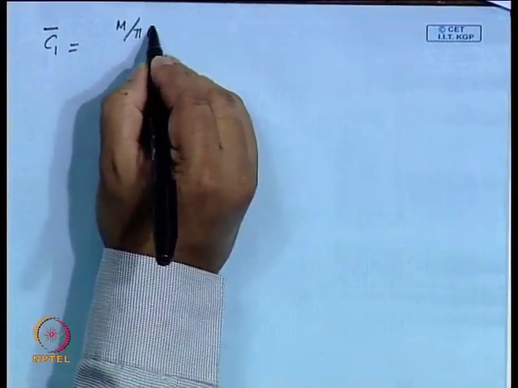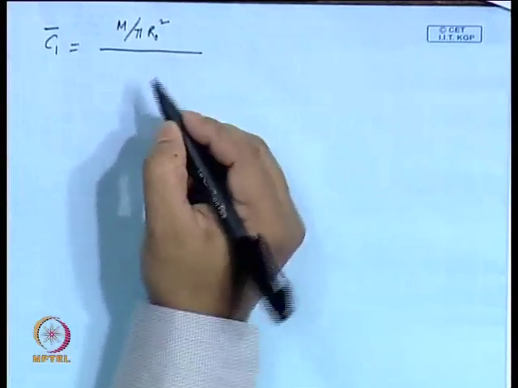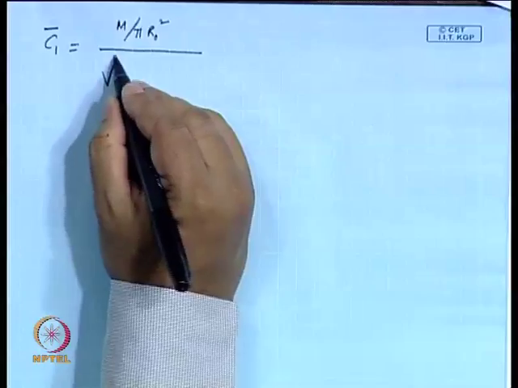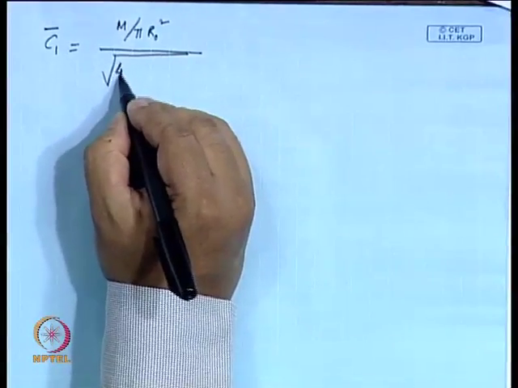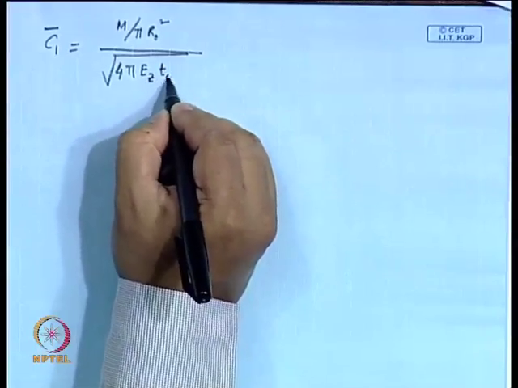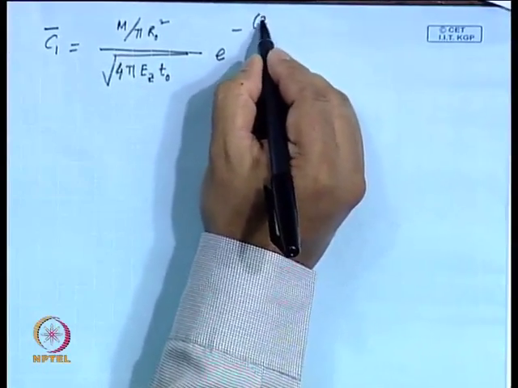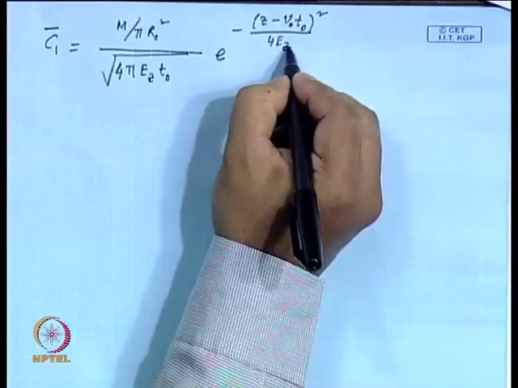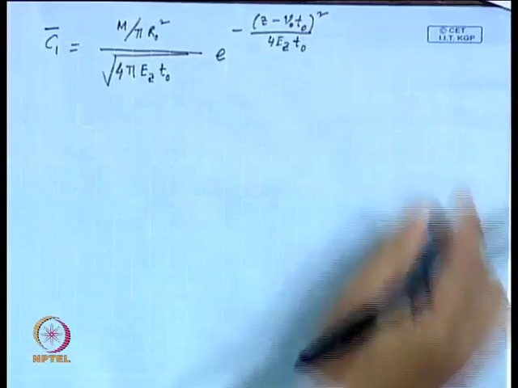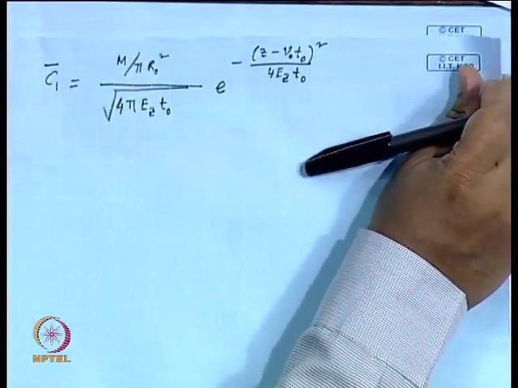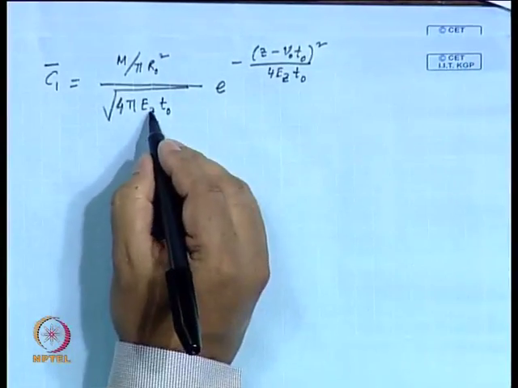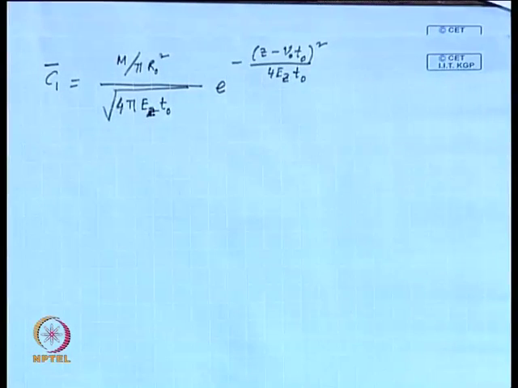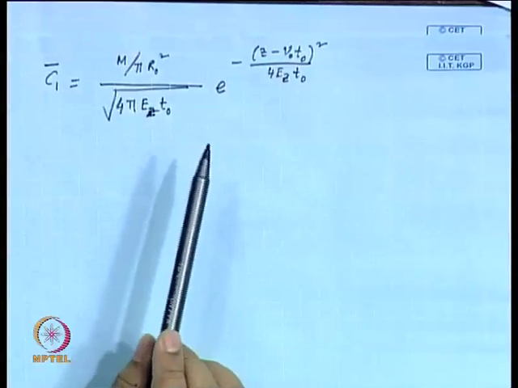What we write here is C1 bar. This equation we have written so many times by now that you should be able to write it by rote, without referring to any text. This is the same equation that we had earlier for Taylor dispersion.